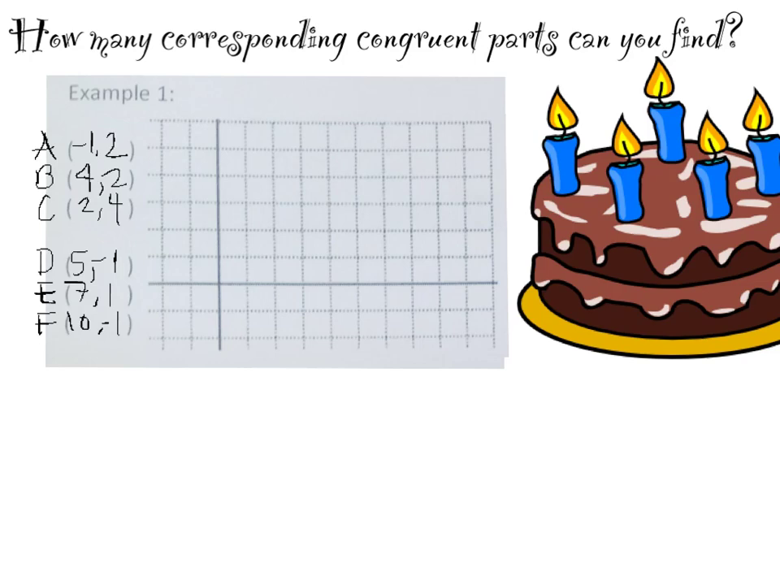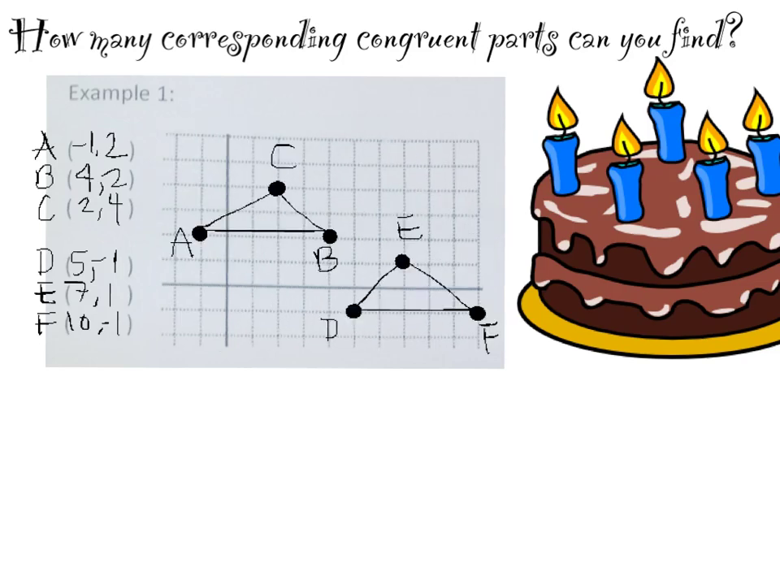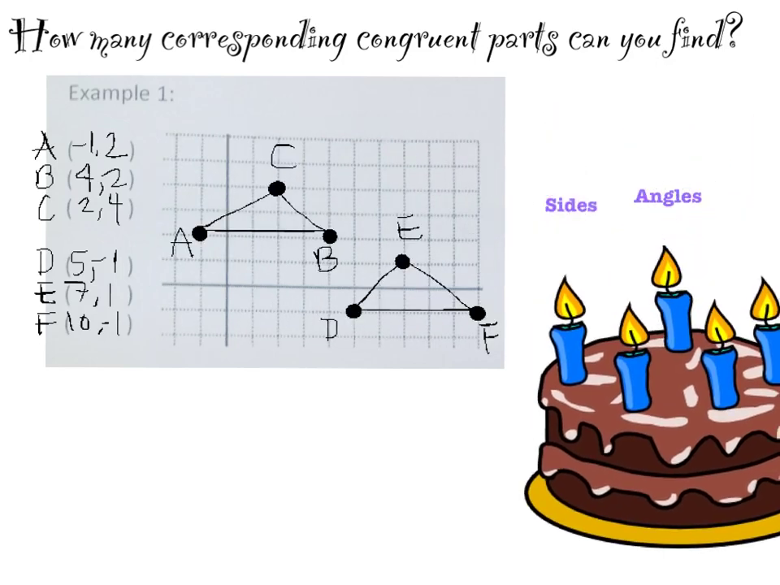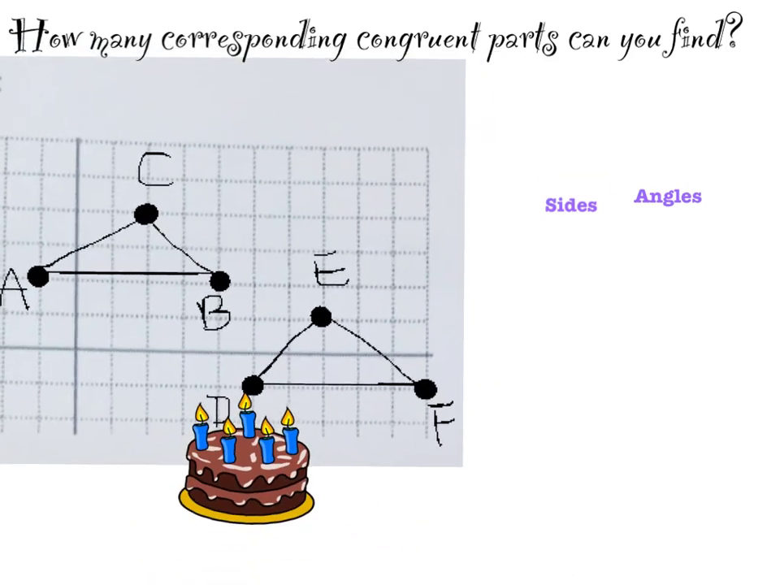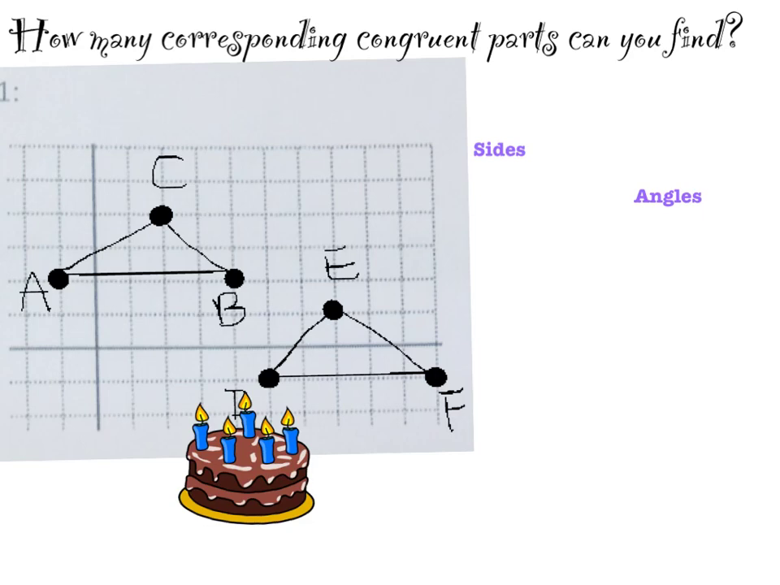Okay, you should have plotted those points now. Let me go ahead and move this out of the way so you can see your 2 triangles. Hopefully this is what you have. And I'm going to move your birthday cake over here and zoom in on my 2 triangles. And note that we're going to be making a list of congruent sides and angles.